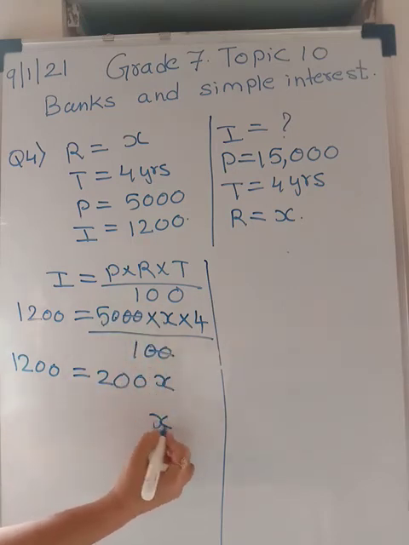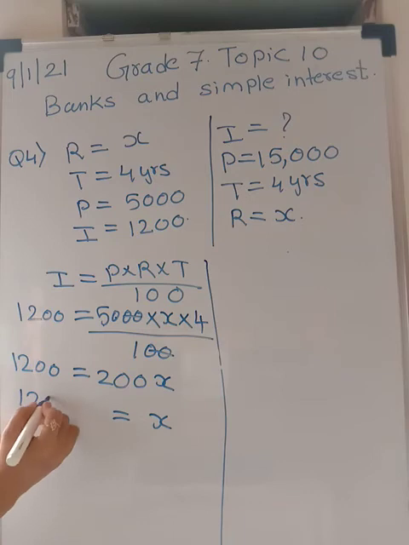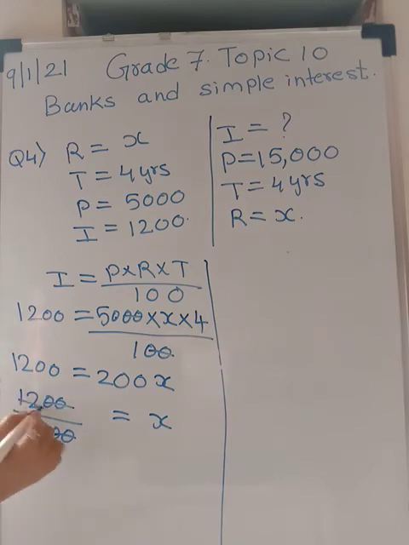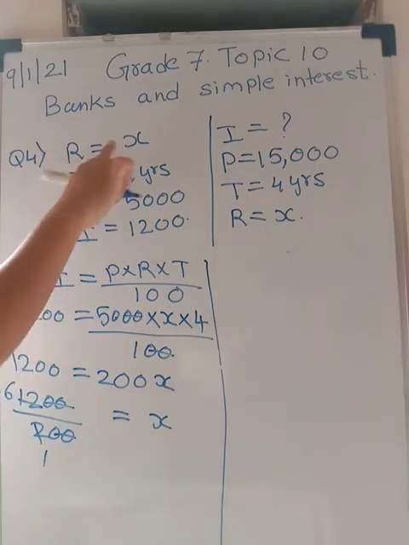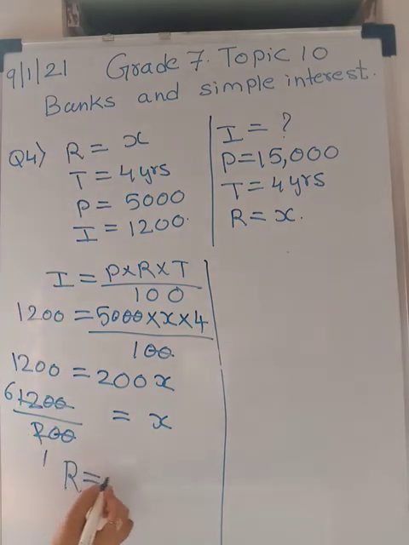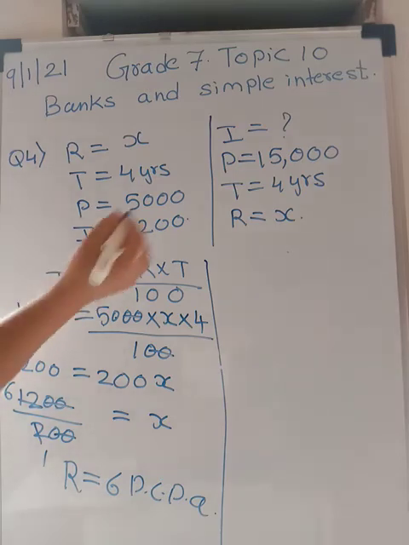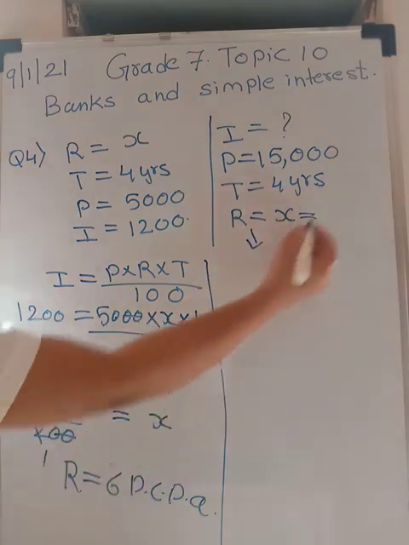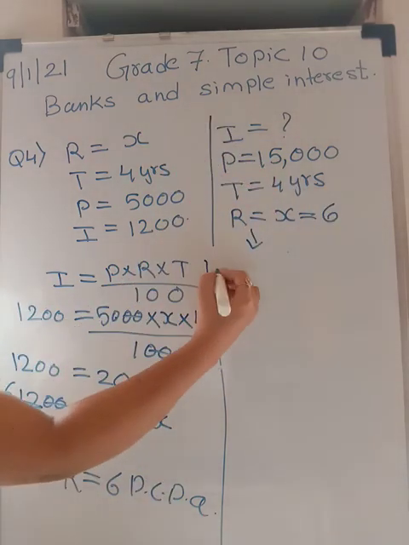So what will be x? X will be equal to 1200 upon 200. 2 zeros, 2 zeros, 2 ones are 2, 6 2s are 12. So first we got rate as 6 percent per annum. Now you are going to use the same rate in the next condition. In this condition now, what will be your rate? We have got rate as x. Now we have to find interest.